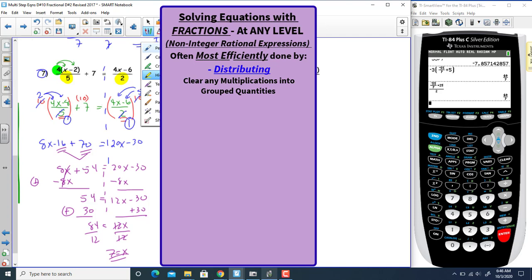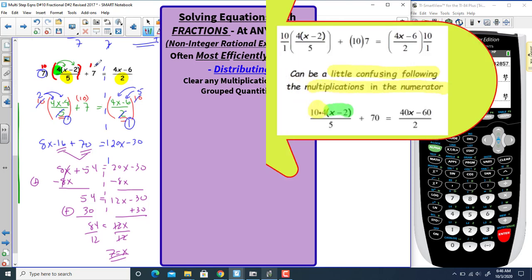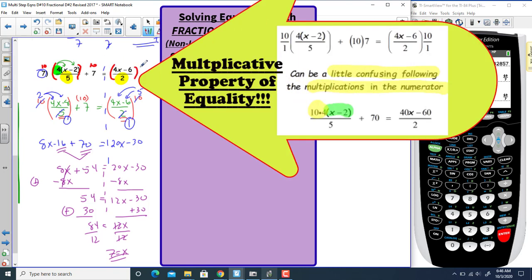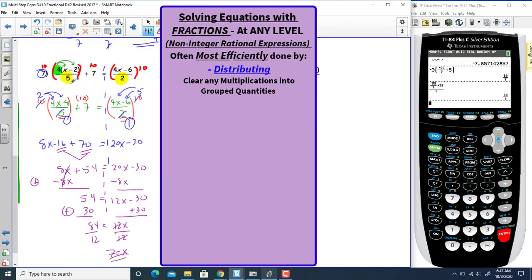It wouldn't have been wrong if students chose to immediately try and multiply both expressions by 10, the least common denominator, but there is some confusion that happens when you have 10 times 4 times the quantity of x less 2 divided by 5. It gets a little bit difficult to follow all the multiplications that happen. But if you do choose to clear the denominator in the first few steps, it's going to result in you not having to work with fractions as you continue to solve the rest of the more complicated relationship.